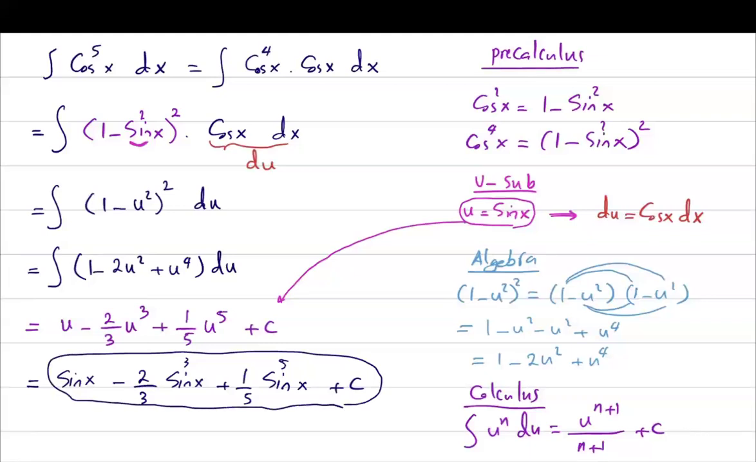So we see that we have an odd exponent for cosine. Now that you have an odd exponent for cosine, you can divide it up into an even exponent times cosine itself. Then use the technique, the method that you learned in pre-calculus, and calculate this integral a little bit easier.